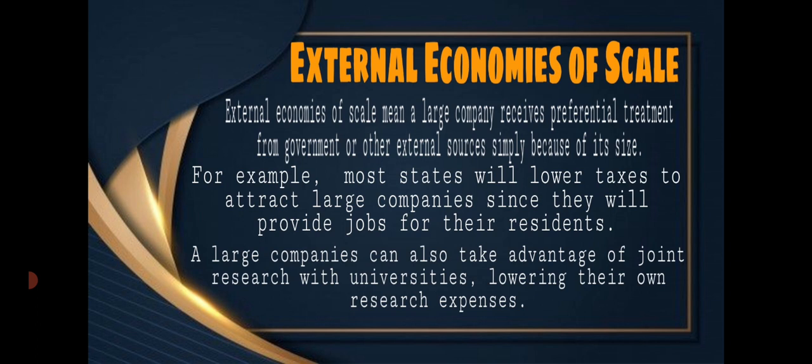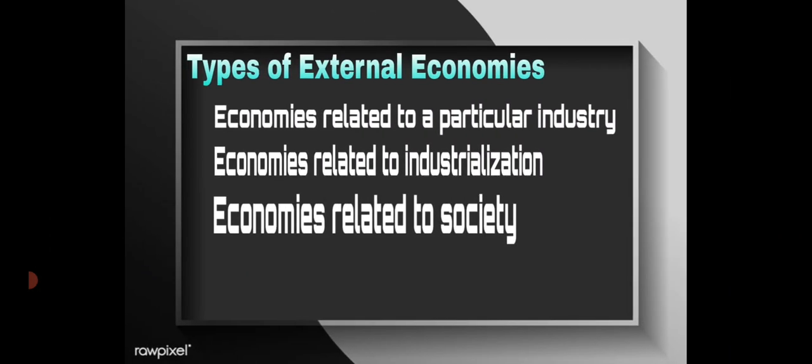External economies of scale arise when there is a growth in the size of the industry and are available for many firms in it. There are three main types of external economies. First one, economies related to a particular industry. Second one, economies related to industrialization. Third one, economies related to society.